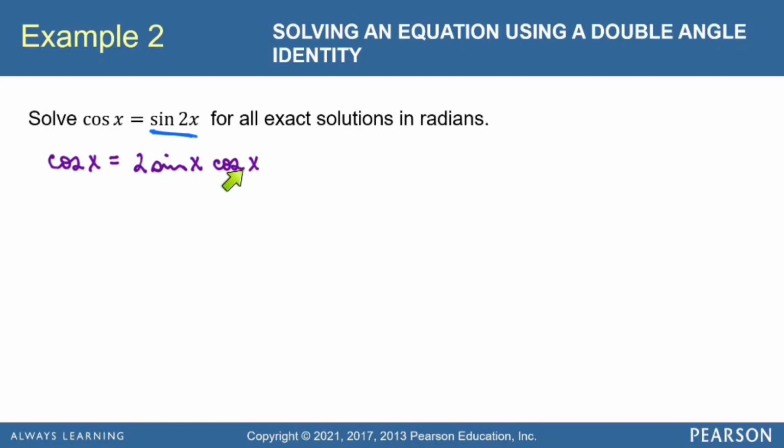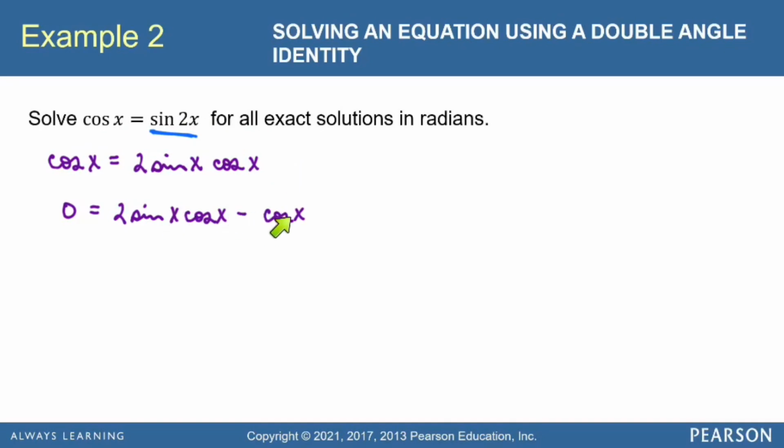So notice that we have two different functions and they're multiplied together. So that tells us this equation is nonlinear in form. It is going to have to be solved by factoring. And that means that we need to have all the terms together on one side of the equal mark, and we need 0 on the other side. In this case, let's take the cosine x and move it to the other side. That would give us 0 equals 2 sine x cosine x minus cosine x.